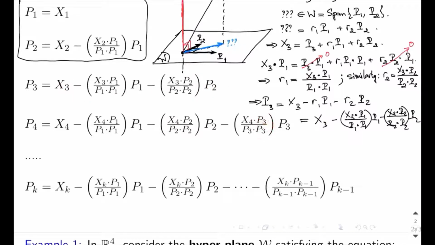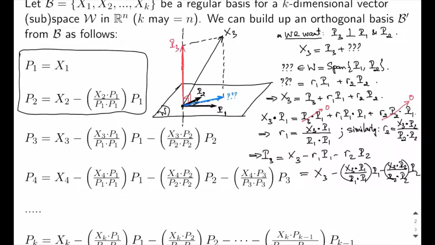Of course, we cannot draw any picture anymore. But the algorithm, the algebra still works, right? All right, so after k steps, you'll be able to find k vectors that are pairwise orthogonal or pairwise perpendicular. Those are p1, p2, p3, p4, and pk. And this process is called the Gram-Schmidt process.